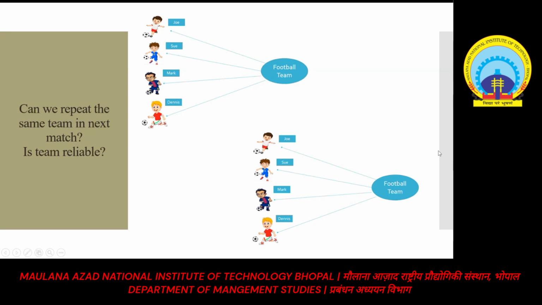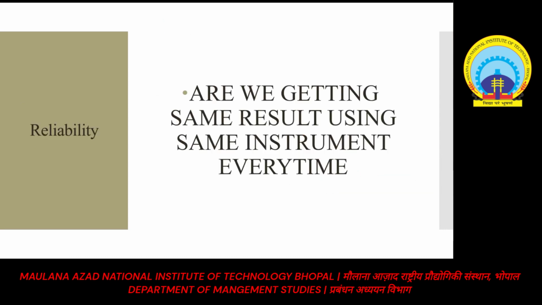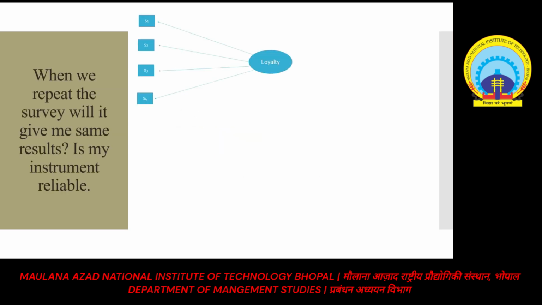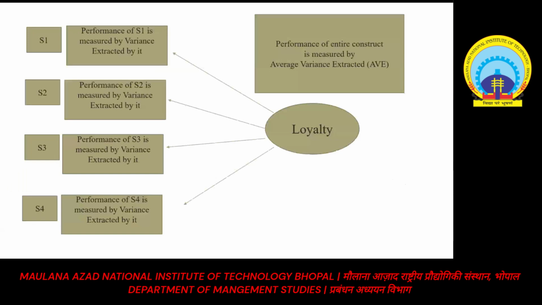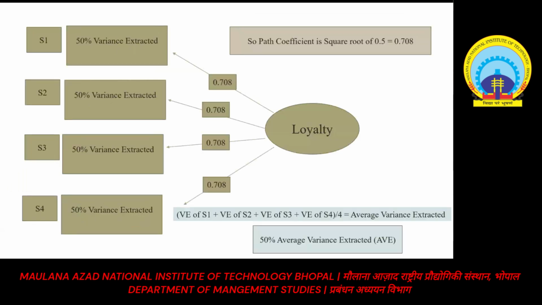Can we repeat the same team in the next match? Is a team reliable? That is a concept of reliability. So are we getting the same result using the same type of instrument? Yes. So that is reliability. Point 0.708. When I take the average of this, variance of 1, 2, 3, 4, 50% is essential.